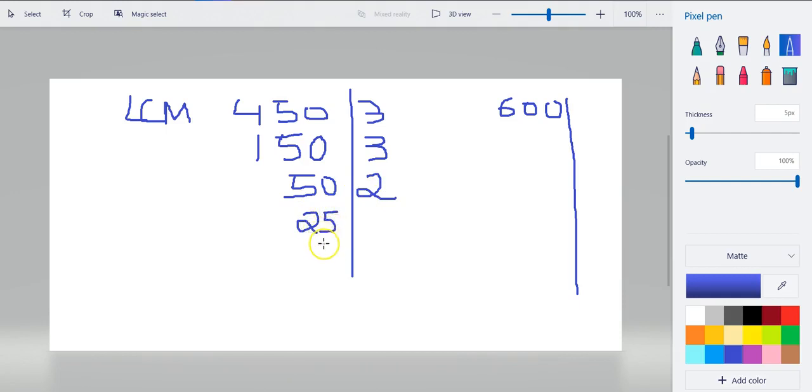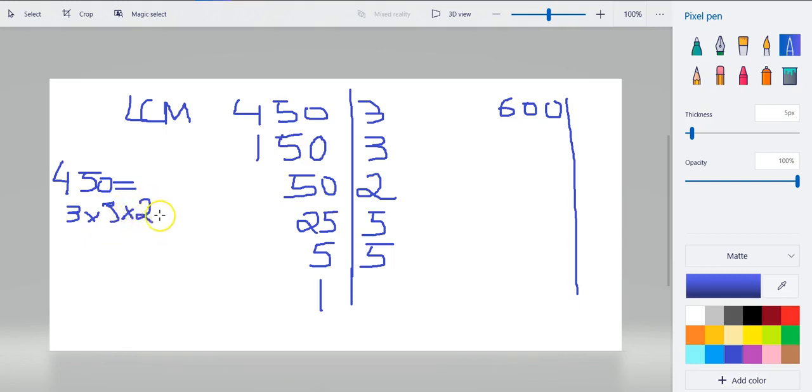And now 25 ends in 5, so we know this number is divisible by 5. 25 divided by 5 is 5. But we are not done yet. Remember, we still have to finish with this last factor. 5 can only be divided by itself, or 1. Very good. Now we know that the prime factorization of 450 is the following: 3 times 3 times 2 times 5 times 5.